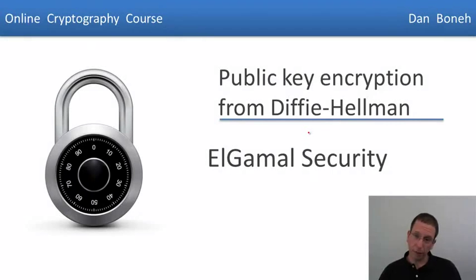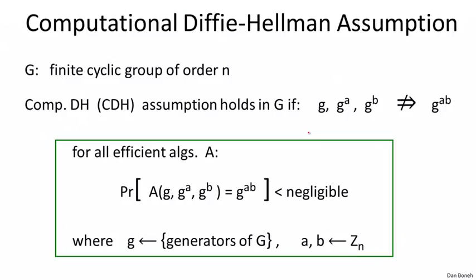In this segment, we're going to study the security of the ElGamal public key encryption system. Let me remind you that when we first presented the Diffie-Hellman protocol, we said that its security is based on an assumption that says that given g^a and g^b, it's difficult to compute the Diffie-Hellman secret g^(ab). This is basically what the attacker has to do.